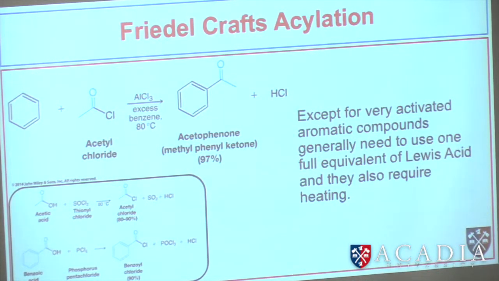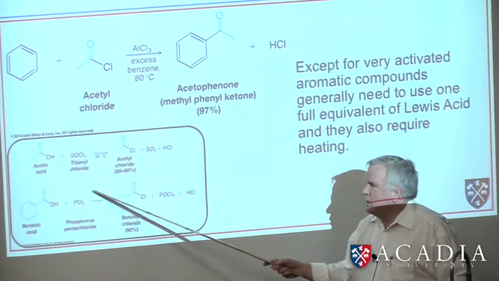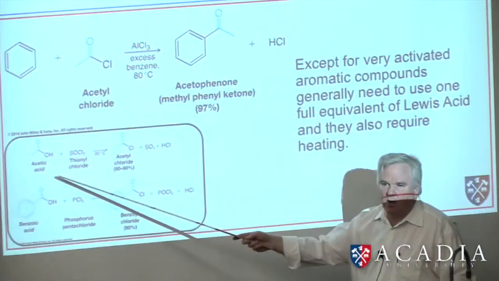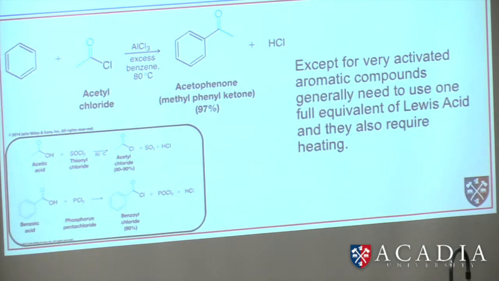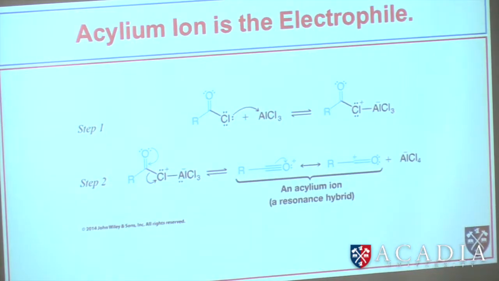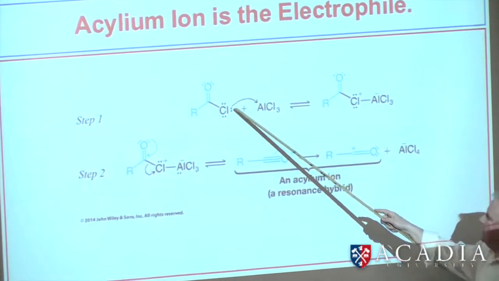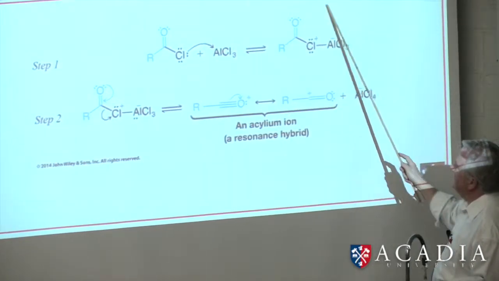So let's take a look at that mechanism and see why that's the case. Now, in the box here, I'm just reminding you that we know how to make acid chlorides from carboxylic acids from a couple of chapters ago. So the first step in the reaction is very, very similar. Our acyl chloride reacts with the Lewis acid to form this thing.